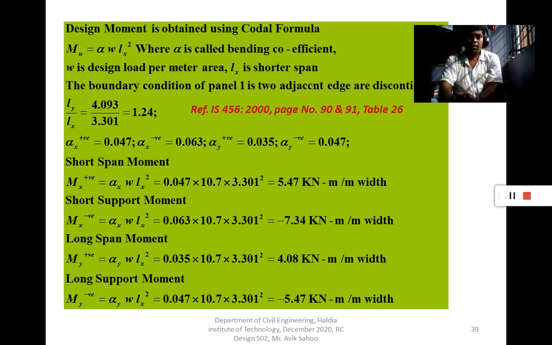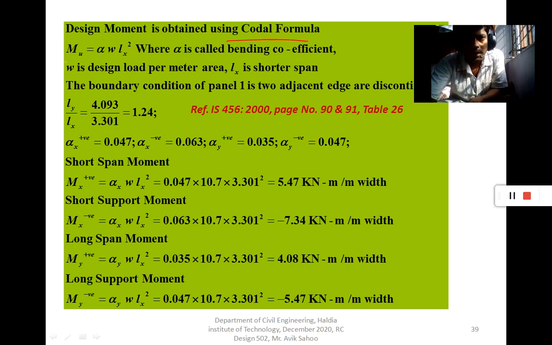So after estimating the load, how much load factor, how much design load is subjected, so that we have determined. After determining the load, we compute the moments using the Caudal formula.